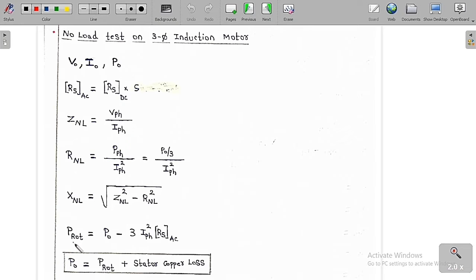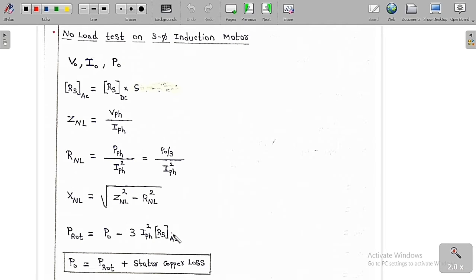Then what is the rotational losses? Input power minus the stator copper loss. So we have to neglect even the rotor copper loss, because I have already told you that whenever the slip is equal to 0, then what is the rotor copper loss? Rotor copper loss is equal to slip times the rotor input. As the slip itself is equal to 0, the rotor copper loss is also 0.